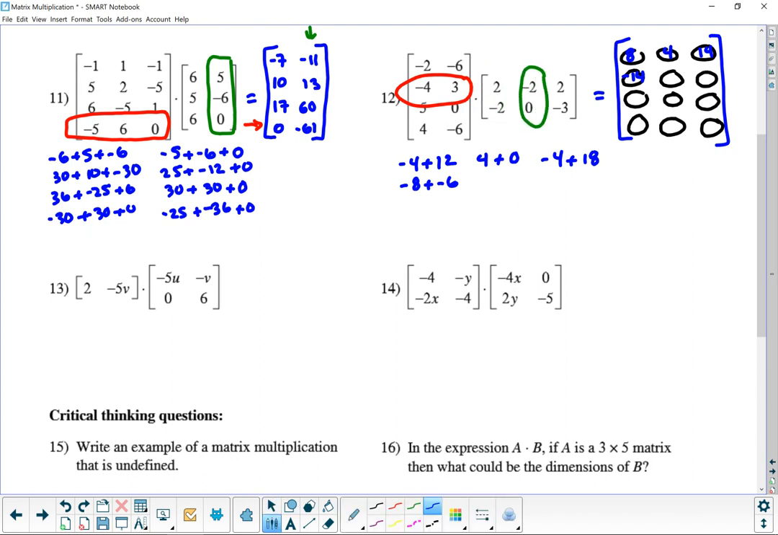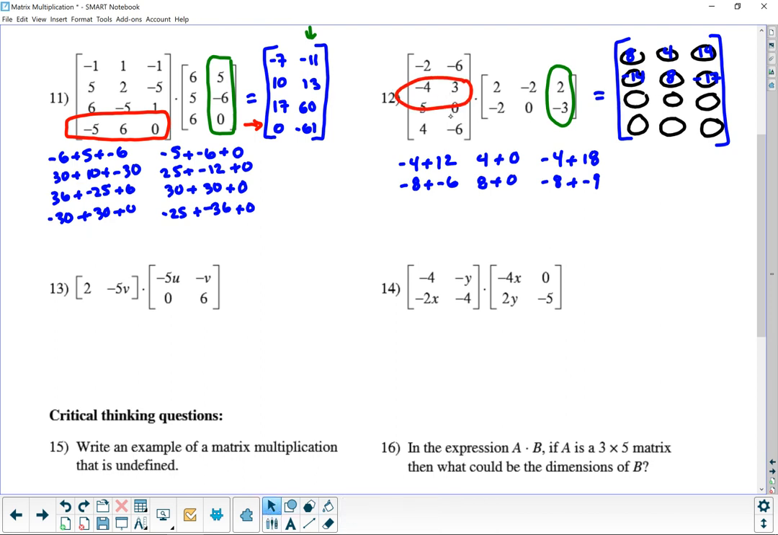Move it over. Negative 4 and negative 2 is 8 plus 3 and 0 is 0. So my answer is 8. Move it over. Negative 4 and 2 is negative 8 plus 3 and negative 3 is negative 9. So my answer is going to be negative 17.